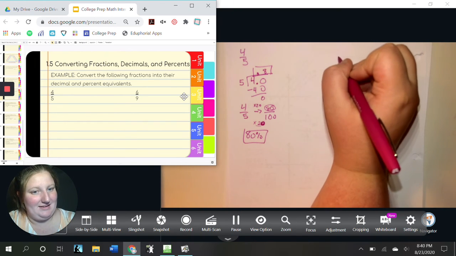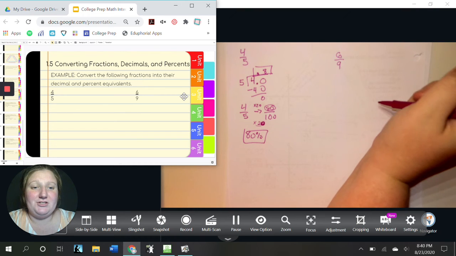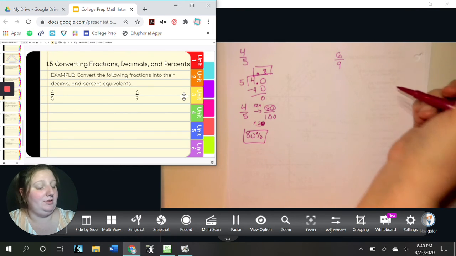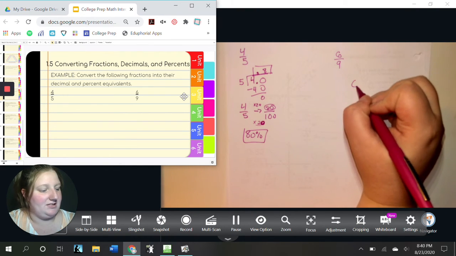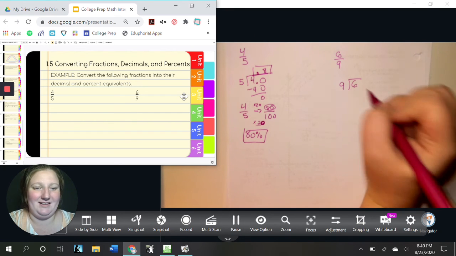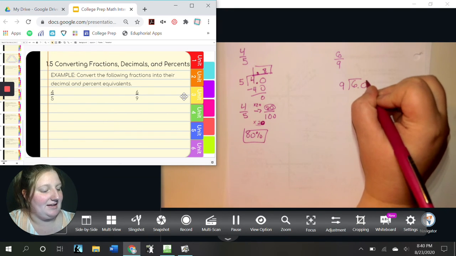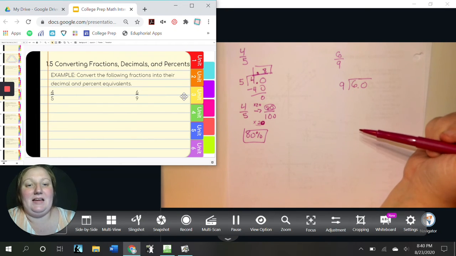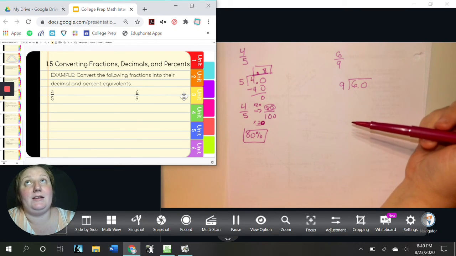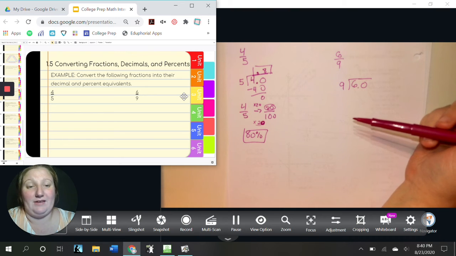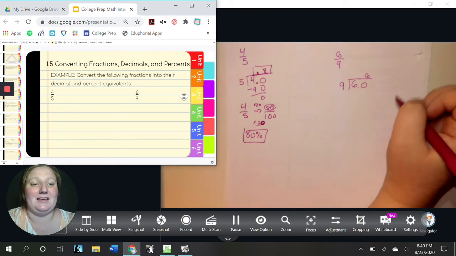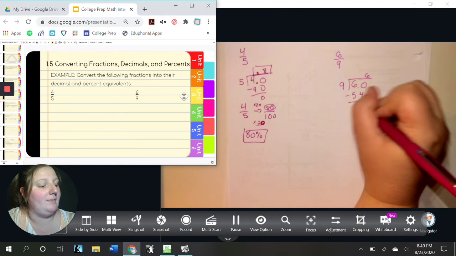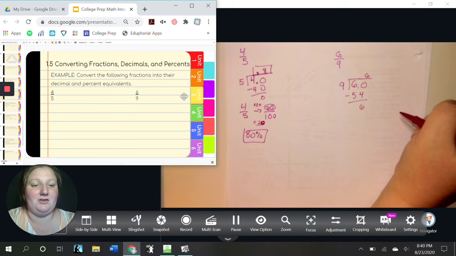So we've got 6 over 9. First we're going to try and find the decimal. So we need to do division, 6 divided by 9. 9 doesn't go into 6, so we need to add a decimal and a 0 after it. Then we need to know how many times 9 goes into 60. Well, 9 times 6 is 54. 9 times 7 is 63. So 7 is too big, so it's going to be 6. So we subtract 54, and we get 6 as our remainder.